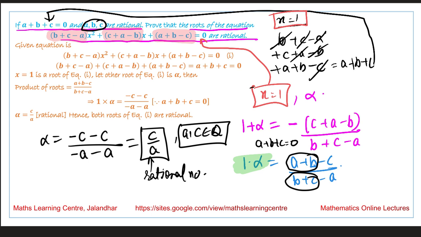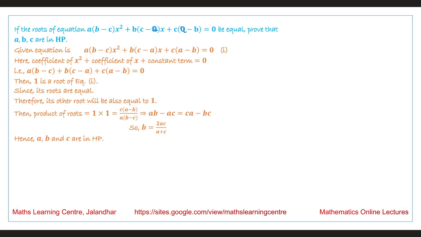So clearly the two roots are x is equal to 1 and alpha. 1 is a rational number and alpha we have seen is a rational number. So we obtain that the roots of this equation are rational numbers, and this is what we had to prove. Next, if the roots of this equation are equal, then we have to prove that a, b, c are in HP, in harmonic progression.